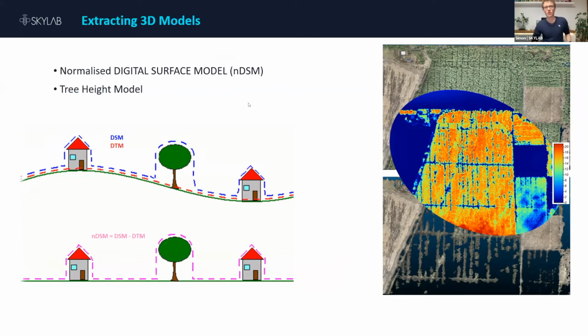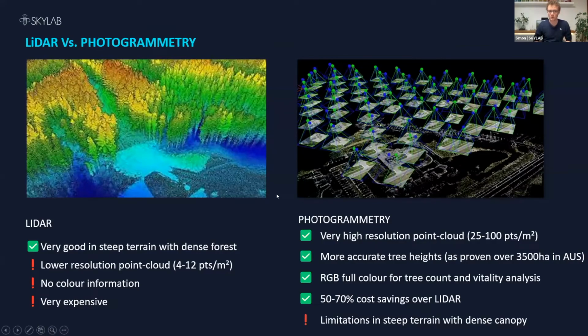So what are the pros and cons of LiDAR versus photogrammetry? LiDAR is really good in dense forest and in steep terrain because it penetrates the vegetation, and you get ground points as well as surface points. But you get a lower resolution of points because the airplane is flying at quite high speed, and you just get 4 to 12 points per square meter. This is enough to 3D model, but photogrammetry has a much higher point density. You have no color information in LiDAR, and it's very expensive.